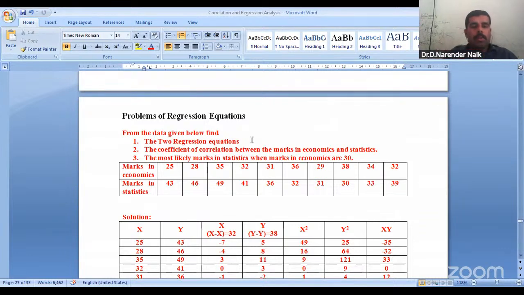Problems of regression equations. From the data given below, find the two regression equations. First question is the two regression equations. The second one is the coefficient of correlation between the marks in economics and statistics. The most likely marks in statistics when marks in economics are 30. See, known information is given, so we are going to find the unknown values with the help of this known information.